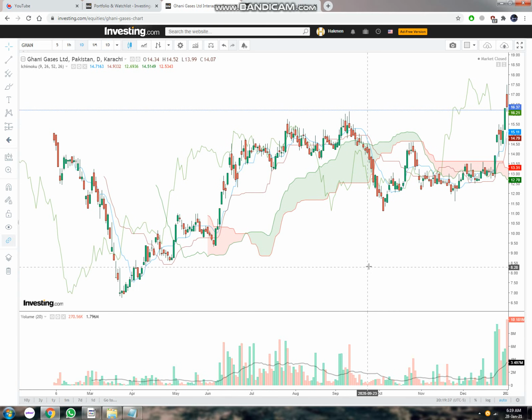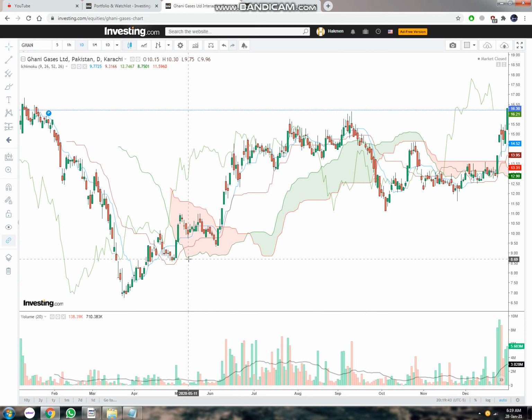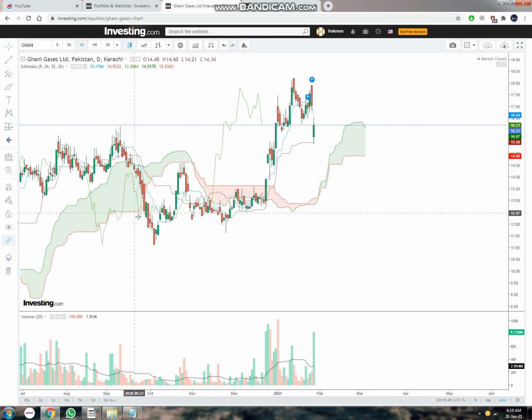Now specifically about this area, these were in this cloud, so it means that the market was in indecision. As you can see at this level, the bigger the gap, the more volume is traded. The smaller the gap, the less will be the volume traded.